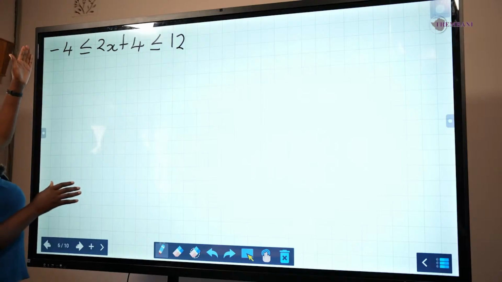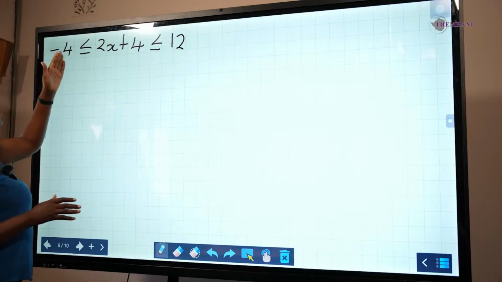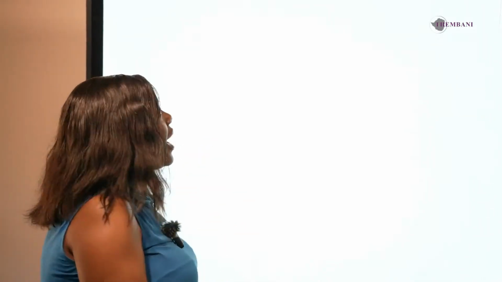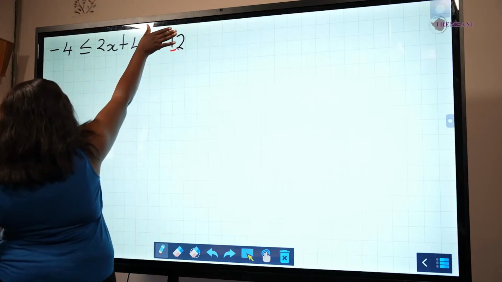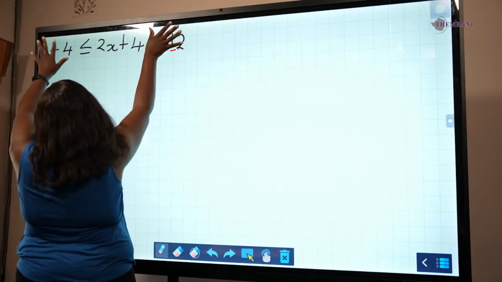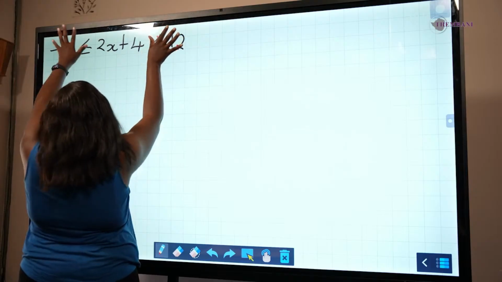In this case, we have -4 less than or equal to 2x plus 4. So you close off the other side, even using your hand. What do I mean? I mean you put your hand here and you have closed this inequality. This means you are now left with just this part only, and then you focus on this part.